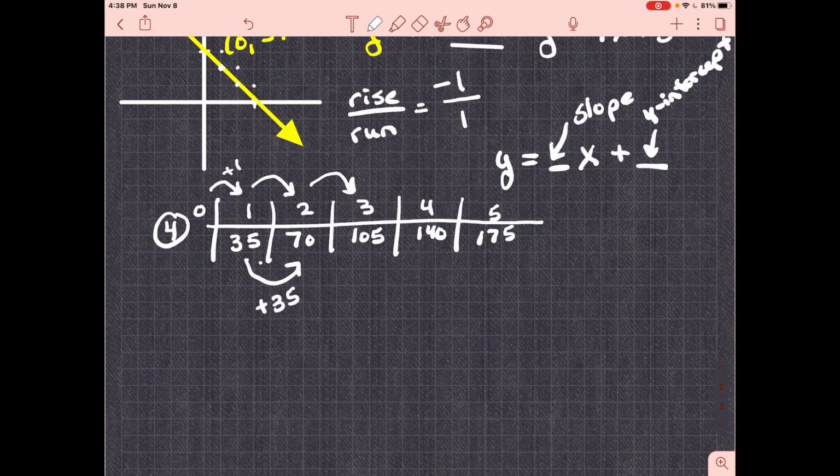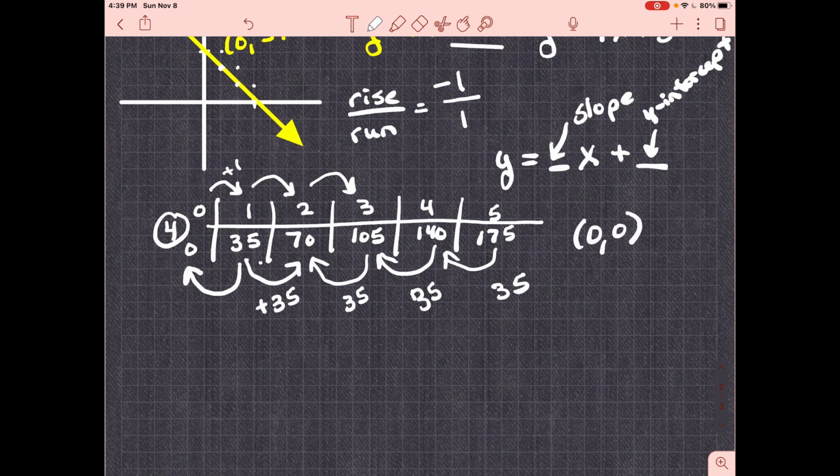Remember in the last lesson I told you we subtract going backwards. So we would do 105 minus 70, which would be 35. We would do 140 minus 105, which would be 35. And like that, so we're going plus 35 every time. So one way of seeing this from the table is we could just go backwards 35 here and see that we're at 0. So we know that this particular equation is going to go through the origin at 0 and 0. So it's a direct variation.